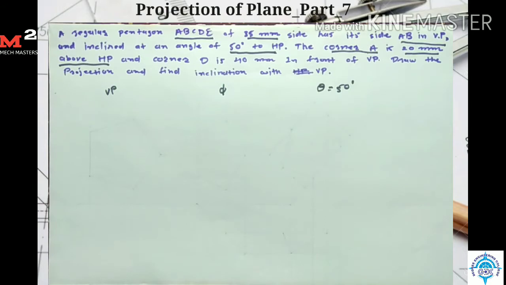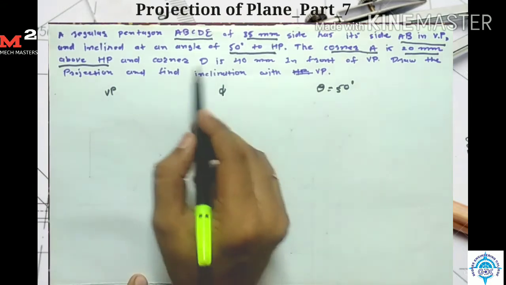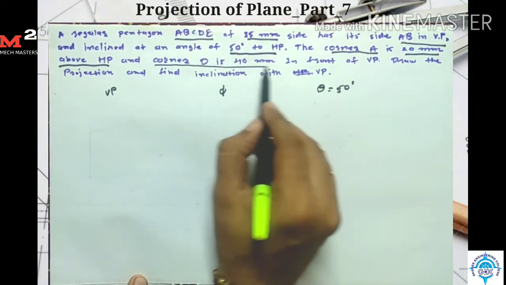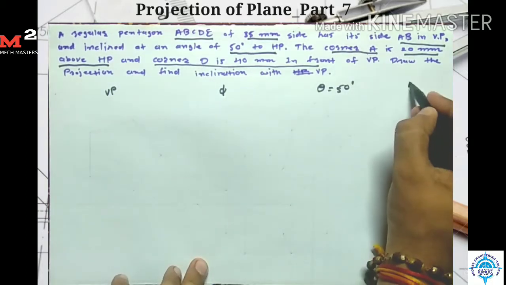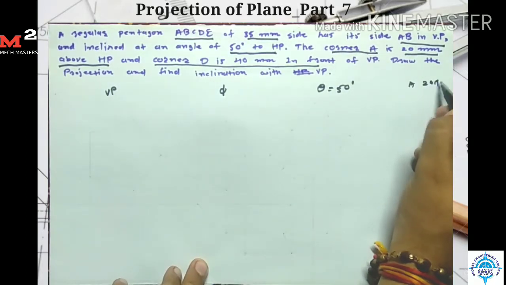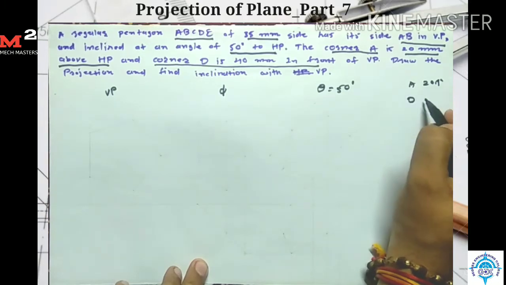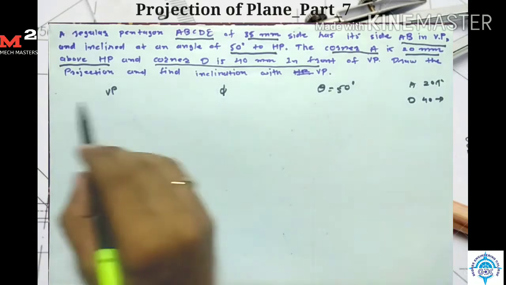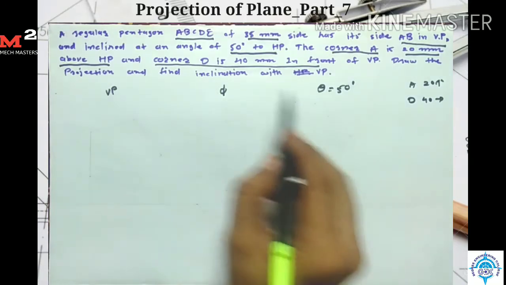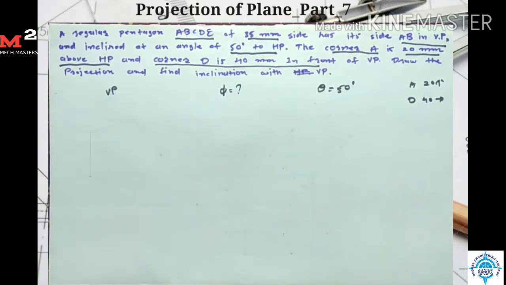Okay, now the corner D is 40 mm in front of VP. Point A is 20 mm above HP and point D is 40 mm in front of VP. Okay, draw the projection and find the inclination angle with VP. So we are required to find the angle phi.